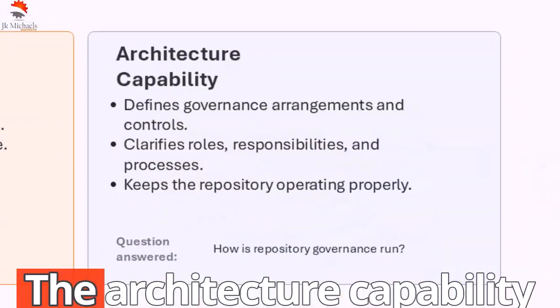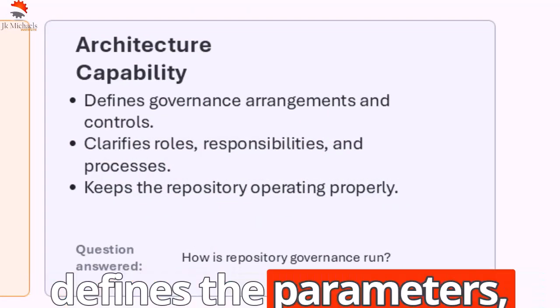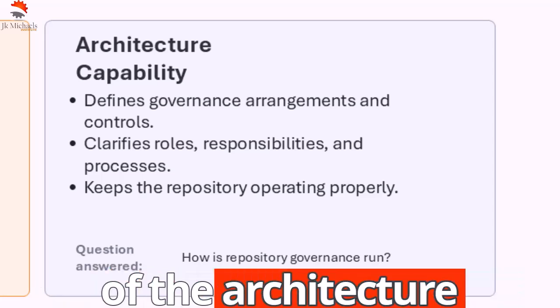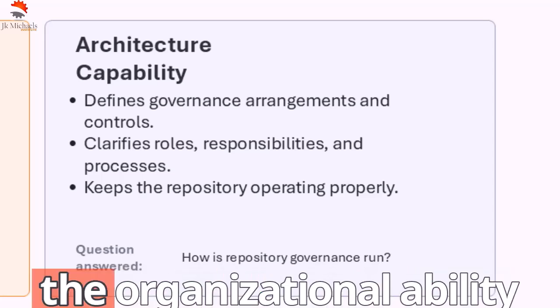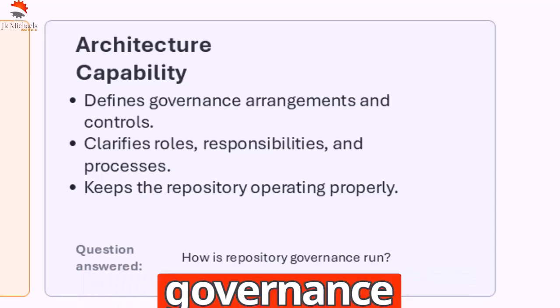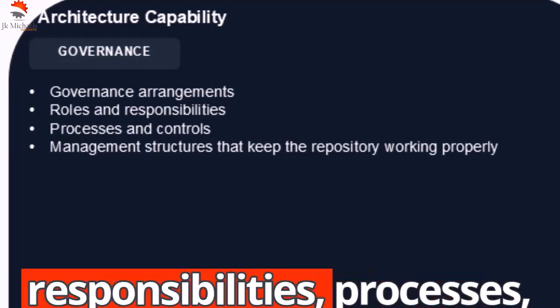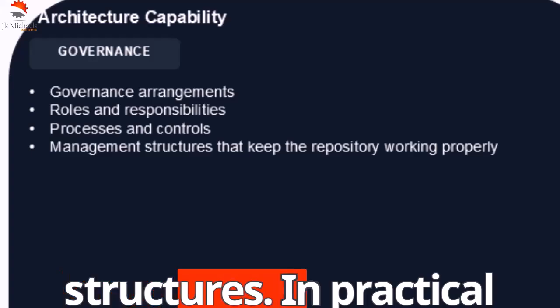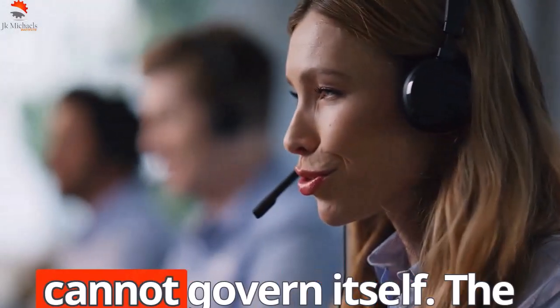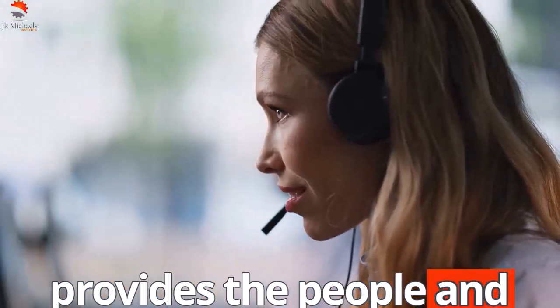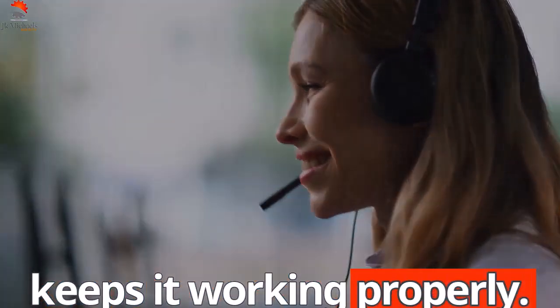The second component is the architecture capability. The architecture capability defines the parameters, structures, and processes that support governance of the architecture repository. This is about the organizational ability to run architecture properly. It includes governance arrangements, roles, responsibilities, processes, controls, and management structures. In practical terms, the repository cannot govern itself. The architecture capability provides the people and process framework that keeps it working properly.